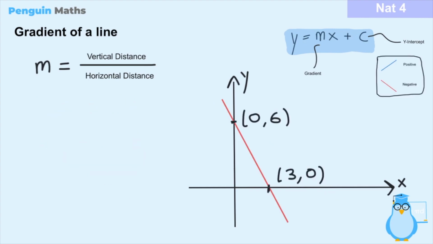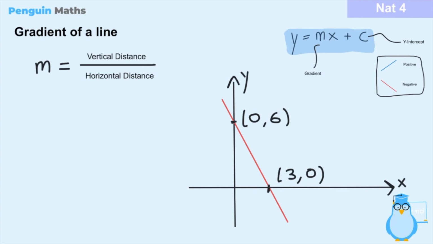So let's imagine we have this line here, and we're asked to calculate the gradient of it. And we've been told on this line we have the points 0, 6 and the points 3, 0. Now the first thing that we can do is calculate the vertical and horizontal distances between these 2 points.